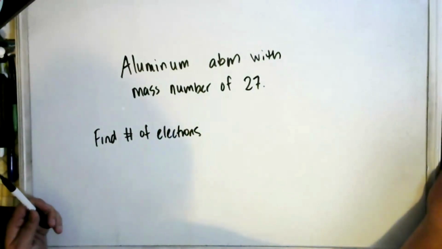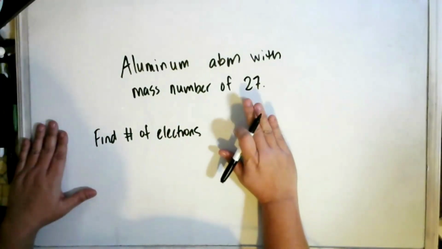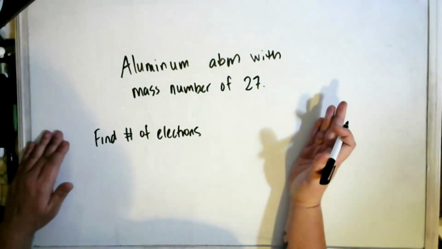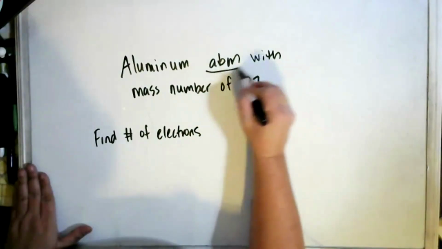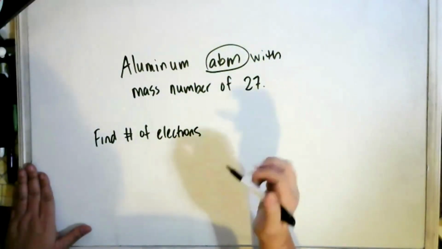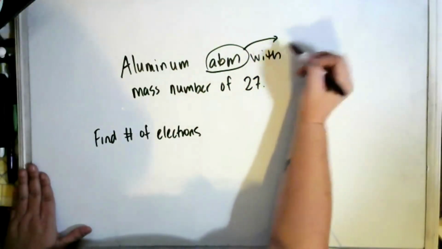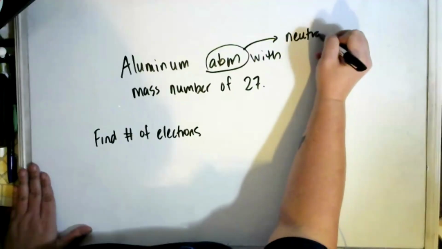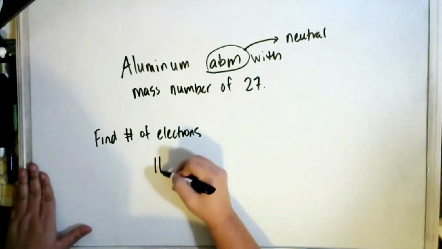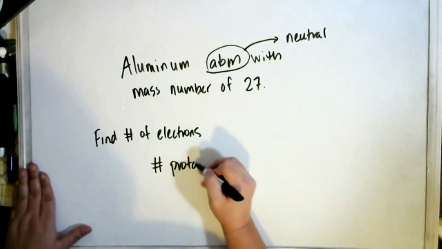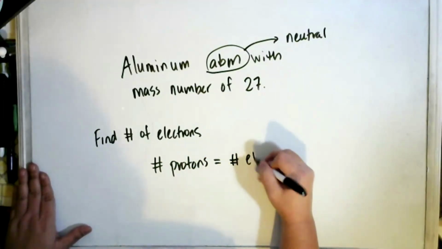What we know about neutral atoms, and in this case they're not telling us that we're working with an ion, they're telling us that we have an aluminum atom, which means it's going to be uncharged, it's going to be neutral. If it was an ion, they would have said an aluminum ion. But if they say an aluminum atom, we can think of it as something that's neutral. And if it's neutral, whatever the number of protons is has to be equal to the number of electrons we have.